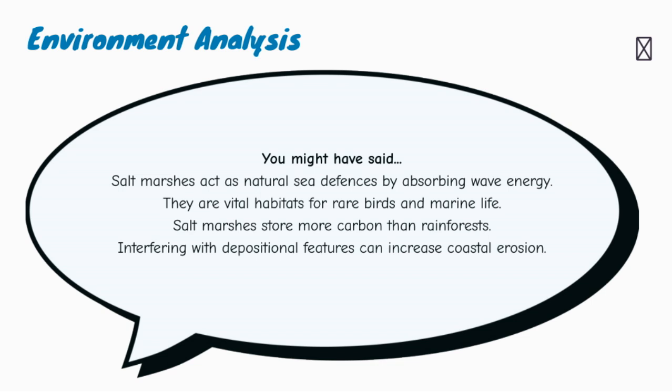A strong GCSE answer might say: geographers and environmentalists might oppose building a car park on a salt marsh because salt marshes provide natural flood protection by absorbing wave energy. They are also important habitats for birds, fish, and other wildlife. Salt marshes store carbon, so removing them could reduce carbon storage and contribute to climate change. Building on the marsh could also disrupt sediment movement and increase erosion or flood risk elsewhere. That answer is strong because it considers physical, ecological, and climate-related impacts.